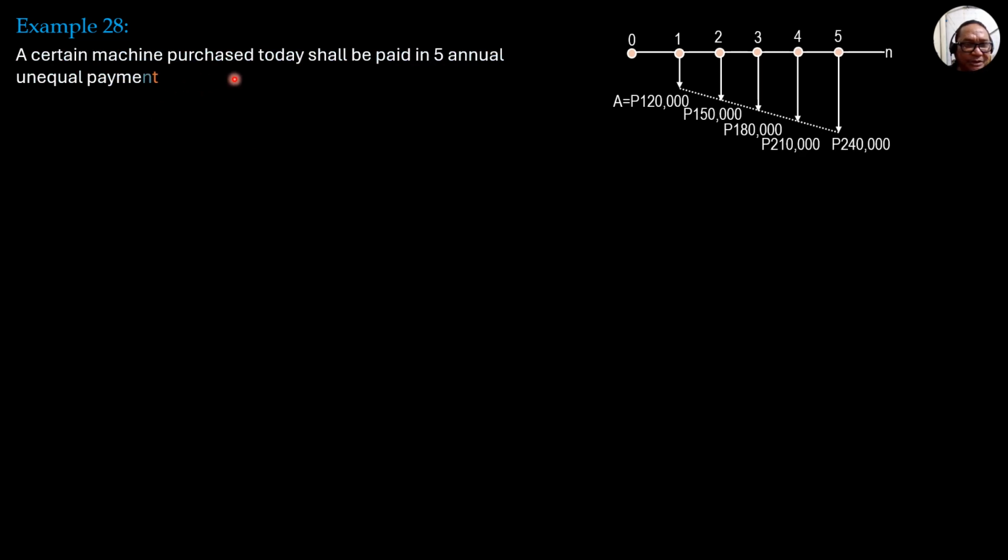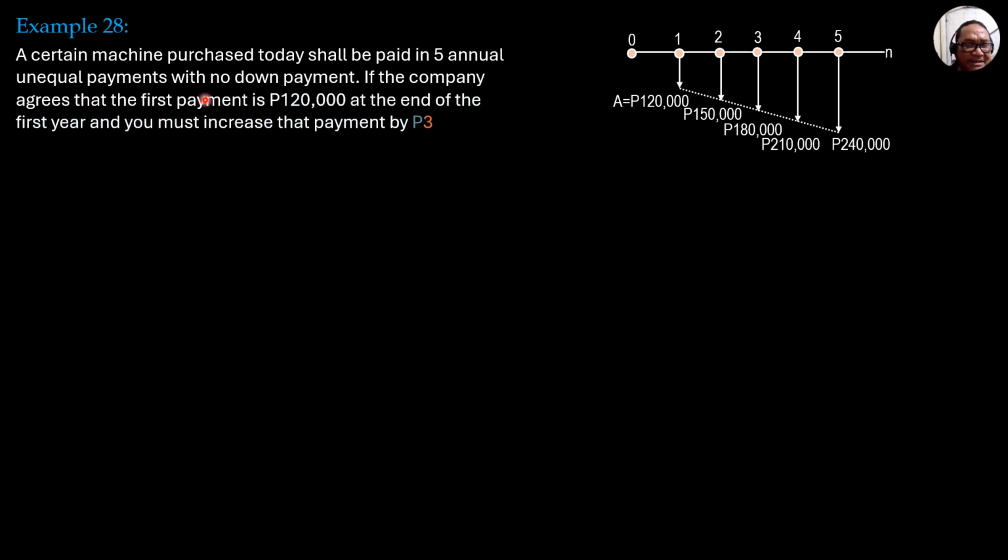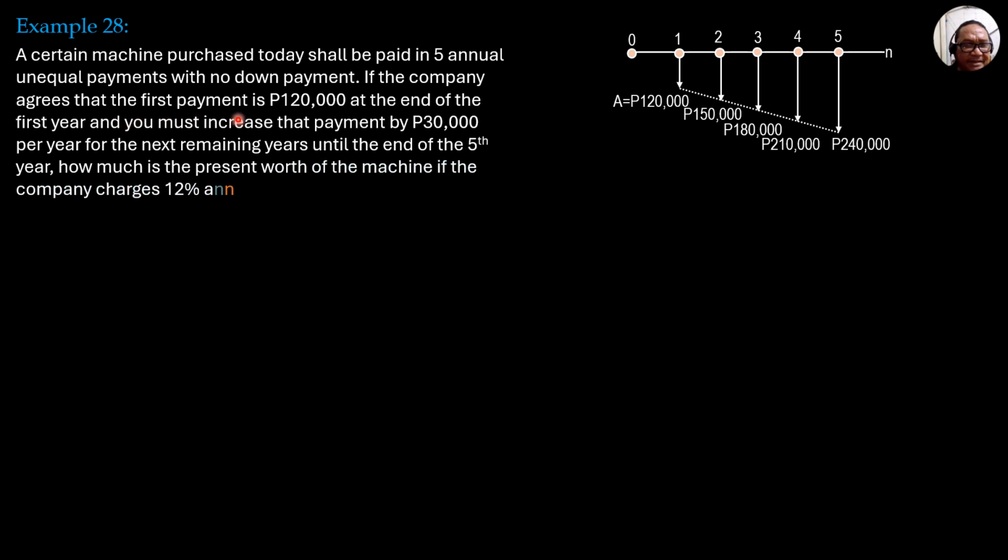A certain machine purchased today shall be paid in 5 annual and equal payments with no down payment. If the company agrees that the first payment is 120,000 pesos at the end of the first year, and you must increase that payment by 30,000 pesos per year for the next remaining years until the end of the fifth year, how much is the present worth of the machine if the company charges 12% annual interest?